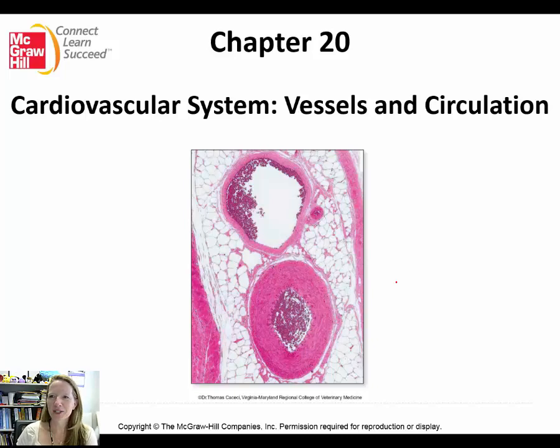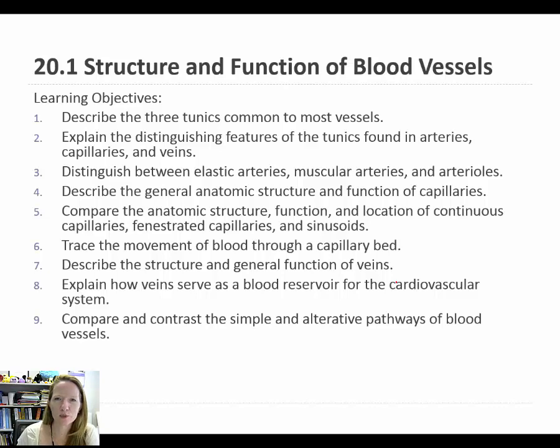Hi everyone. So let's go ahead and take a look at our very last chapter that's going to complete our cardiovascular system journey here. And this is chapter 20, looking at vessels, blood vessels, and circulation. So we're going to start, of course, with section 1. And section 1 is going to introduce the organs, which are going to be these blood vessels.